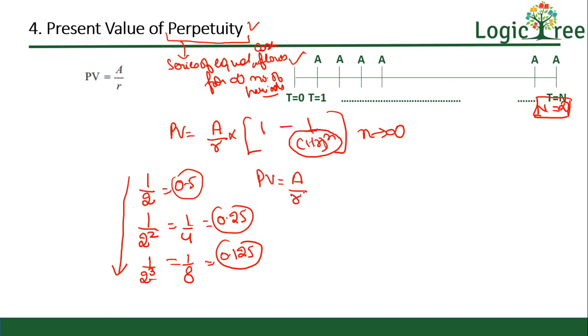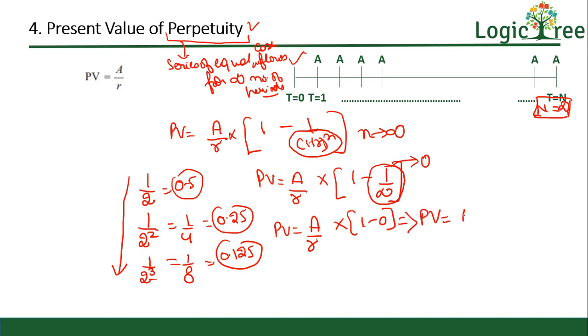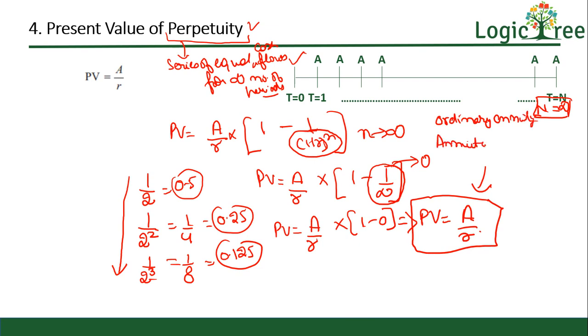So it will become PV is equal to A upon r into 1 minus 1 upon infinity. Now 1 upon infinity will tend to 0. So this will become PV is A upon r into 1 minus 0, or I can say PV is equal to A upon r. So this is the derivation of the present value of perpetuity. So now we have derived the three important formulas: the first for ordinary annuity, second is your annuity due, and the third is perpetuity.